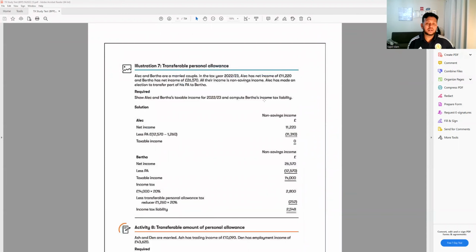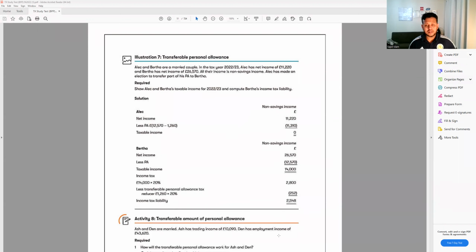The next one we have here is transferable personal allowance. Now we're going to look at how we can transfer the personal allowance from husband to wife or wife to husband. Alice and Bertha are a married couple. In tax year 2022/23, Alice has a net income of 11,220. That means it is less than the personal allowance of 12,570. And Bertha has a net income of 26,570. That means it is more than the personal allowance.